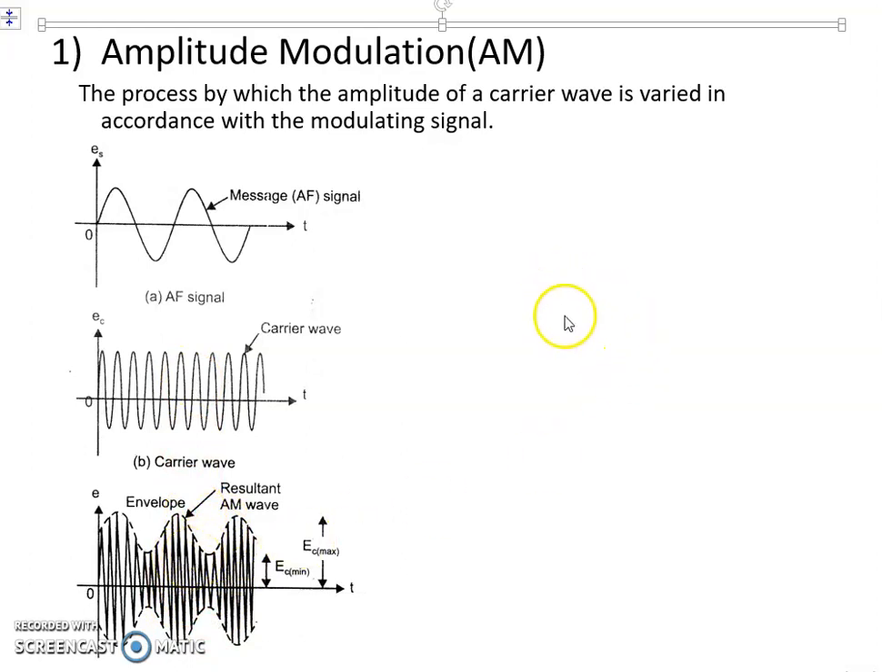The function of the modulation is to mix these two waves in such a way that the AF signal is transmitted along with the carrier wave. But this amplitude modulation technique has several limitations. Those are smaller operating range, poor efficiency, poor audio quality, and noise reception.